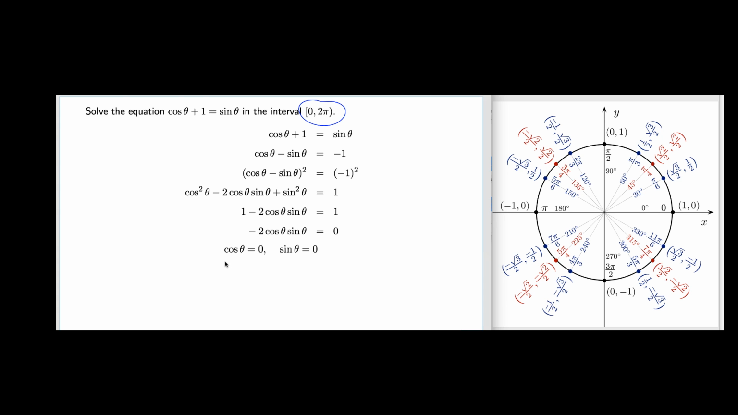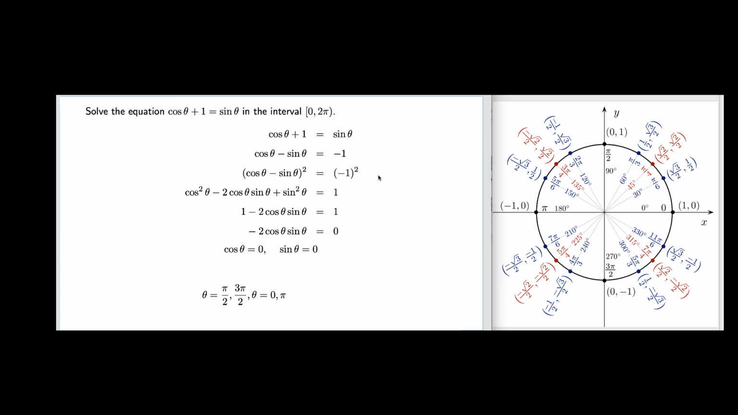So let's start with cosine theta equals 0. When will that happen? On my unit circle, when is the x-coordinate 0? That's going to be at pi over 2 and 3 pi over 2, so my 90 degrees and 270 degrees. And when is my y-coordinate, sine of theta, equal to 0? Well, that's at 0 and pi, or 0 and 180 degrees. So I have pi over 2, 3 pi over 2, 0, and pi.